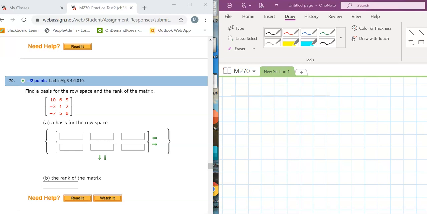Question 70. Find the row space and the rank of the matrix. So we have 3 rows. This is 70. And then this is 10, 6, 5, negative 3, 1, 2, and negative 7, 5, 8.